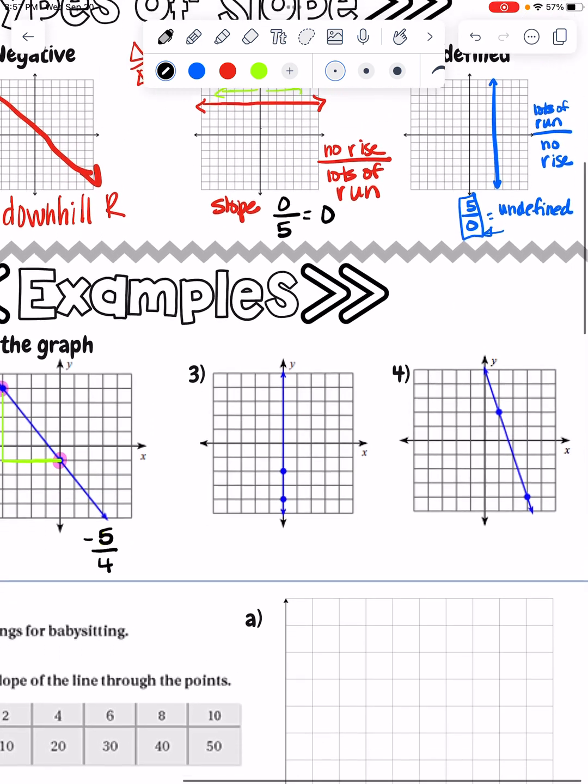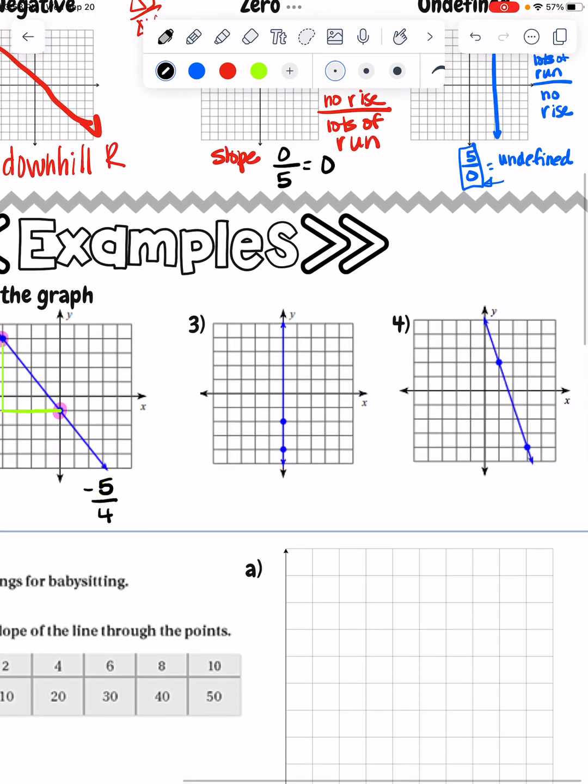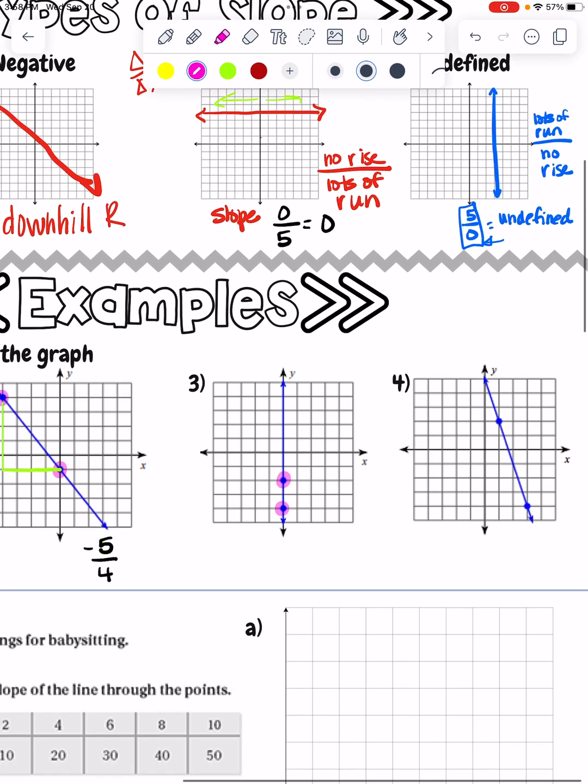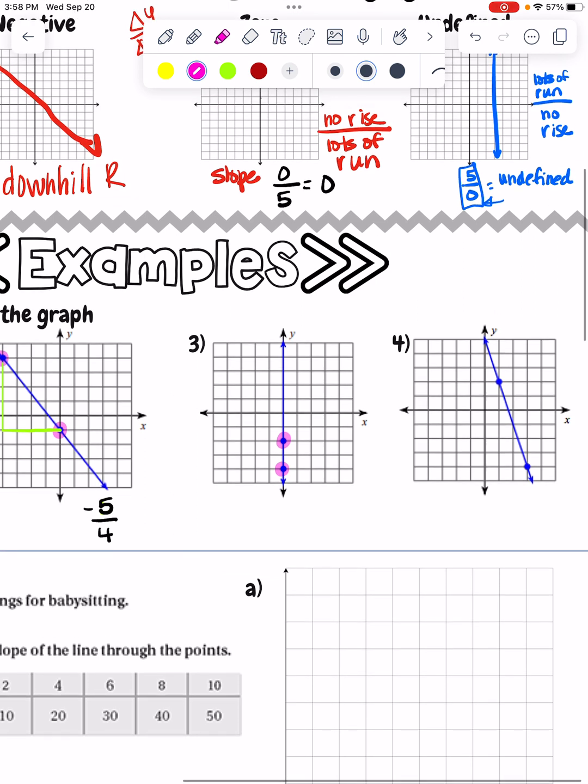Okay, now we get to our next graph. We have 2 dots, and we know that it's a vertical line, so we're going to have lots of run but no rise. So for this one will be undefined.